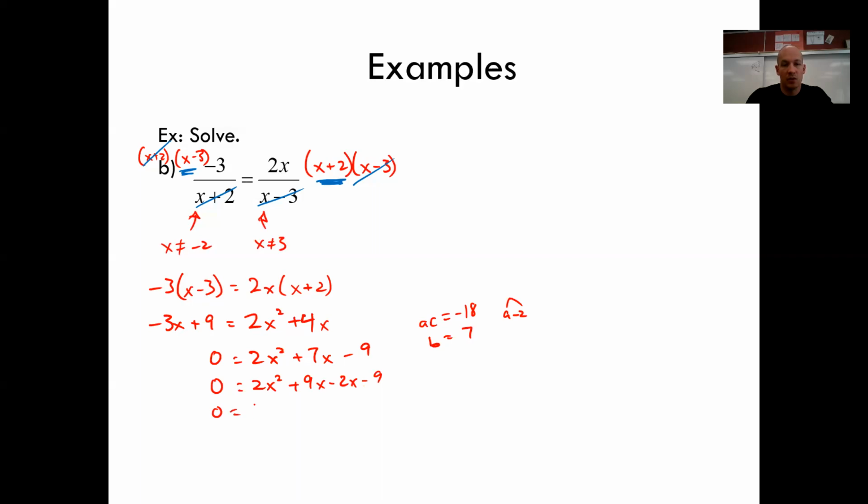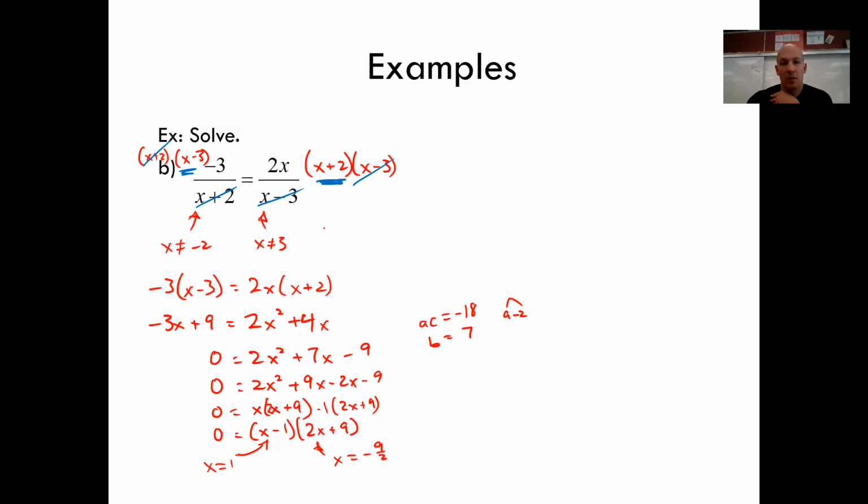And from here we'll go, let's factor out what we actually can. Let's factor out an x. 2x plus 9. We'll factor out minus 1, 2x plus 9. Okay, so my two factors are x minus 1 and 2x plus 9. And that tells me that one of my answers is x is equal to 1, and the other answer is x is equal to -9/2.